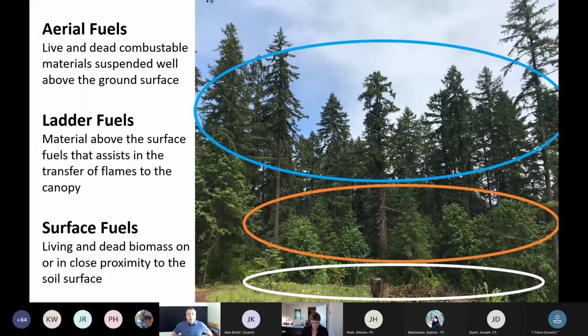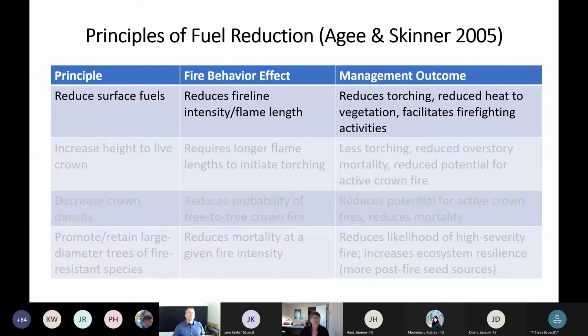And then we think about our aerial fuels, which are basically everything that's up in the main forest canopy, the live and dead combustible material up there that's suspended well above the ground surface. And when stuff up there is burning, whether it's live foliage or dead foliage or branches or lichens or whatever, that's what's contributing to crown fire behavior.